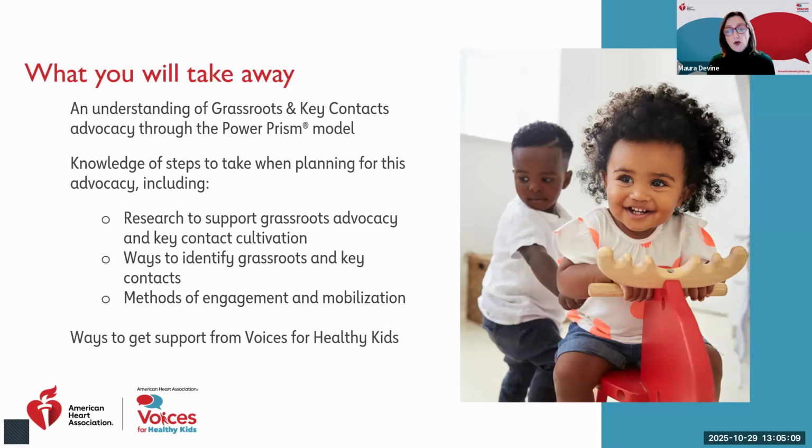So we want you to walk away with some key concepts and ideas about grassroots advocacy and key contacts today. And like I mentioned, this is through the Power Prism model. So we want you to gain a knowledge of the steps to take when planning for this advocacy, including how to do research to support grassroots advocacy and key contact cultivation. We also want you to identify ways to find your grassroots and key contacts, as well as utilizing methods of engagement and mobilization. And then finally, we want to make sure you know how to work with our team to support you in your work.